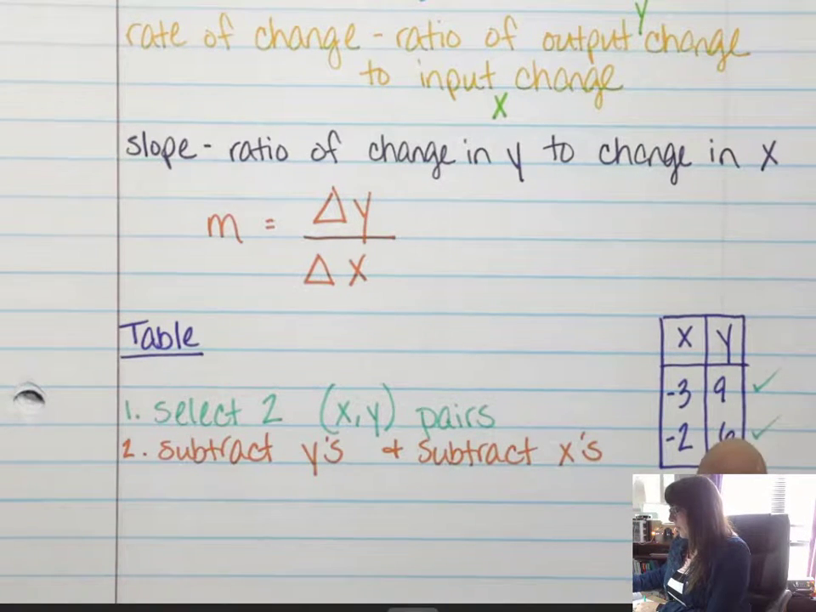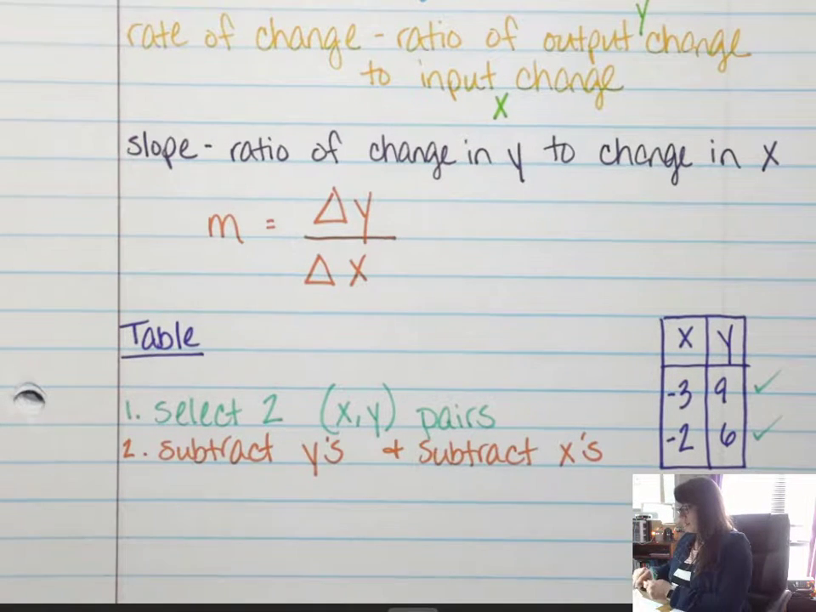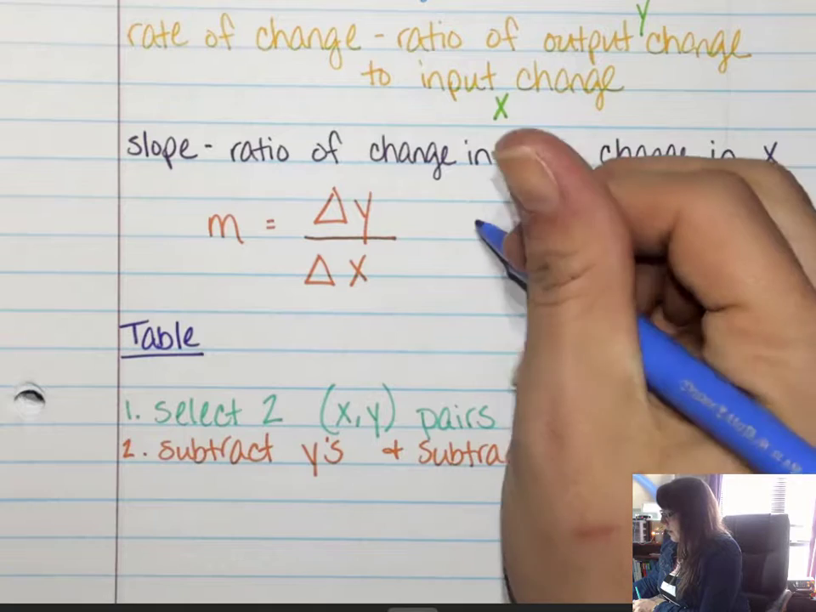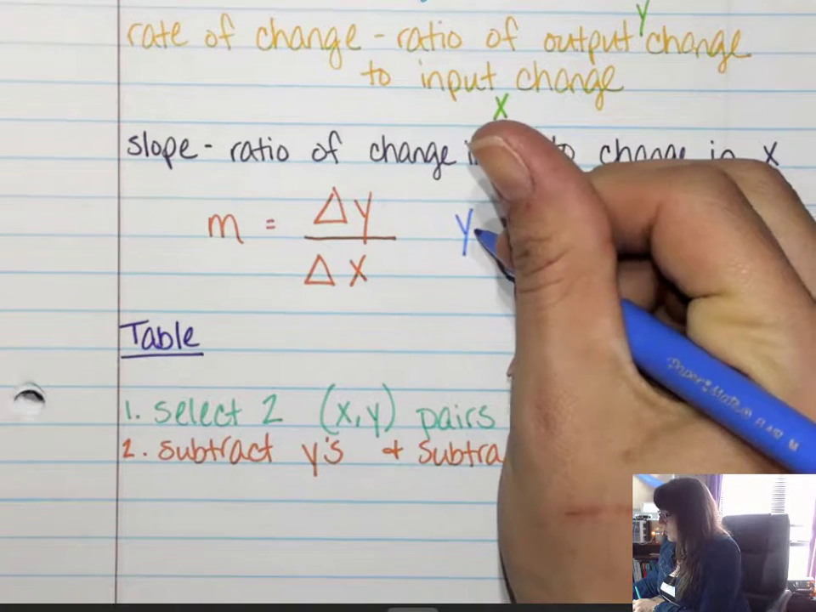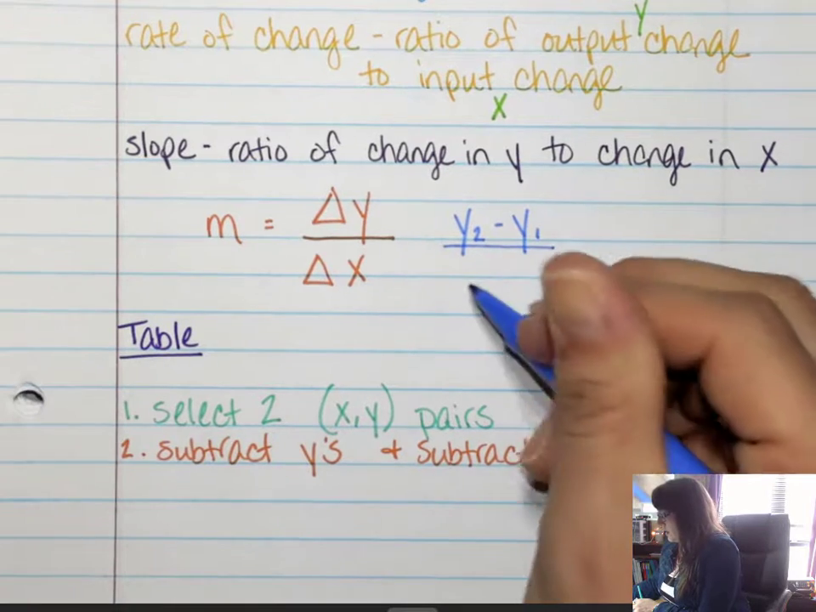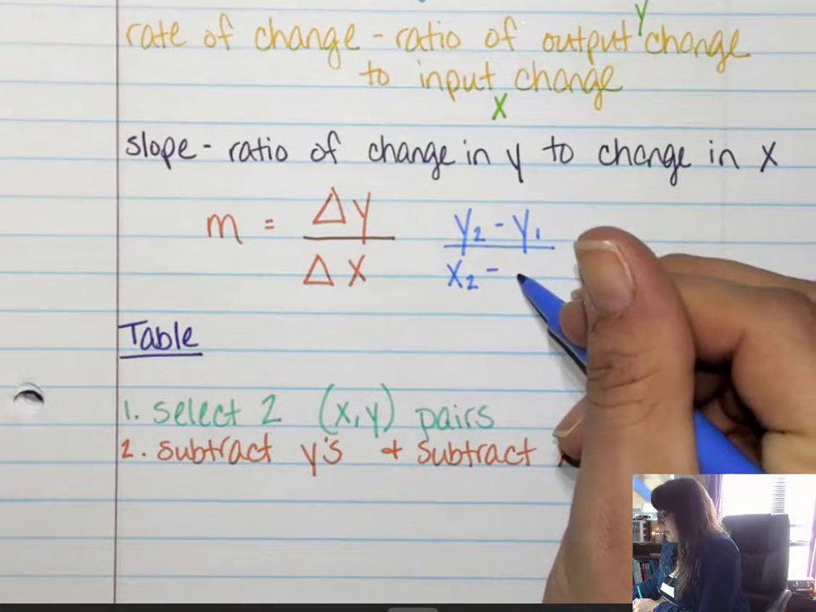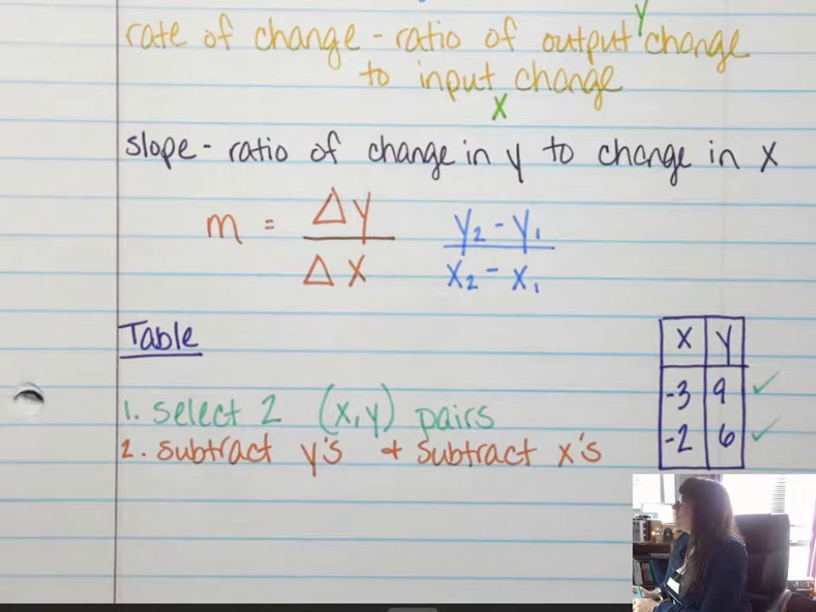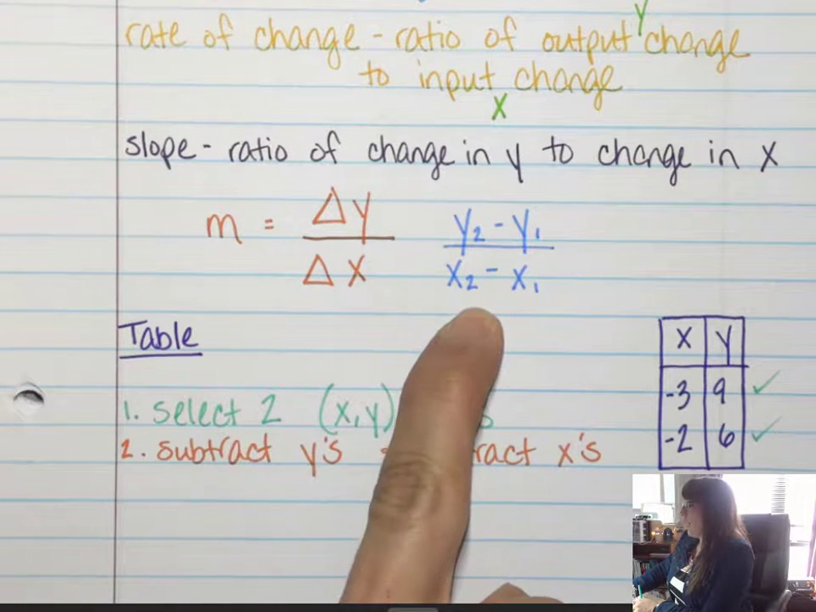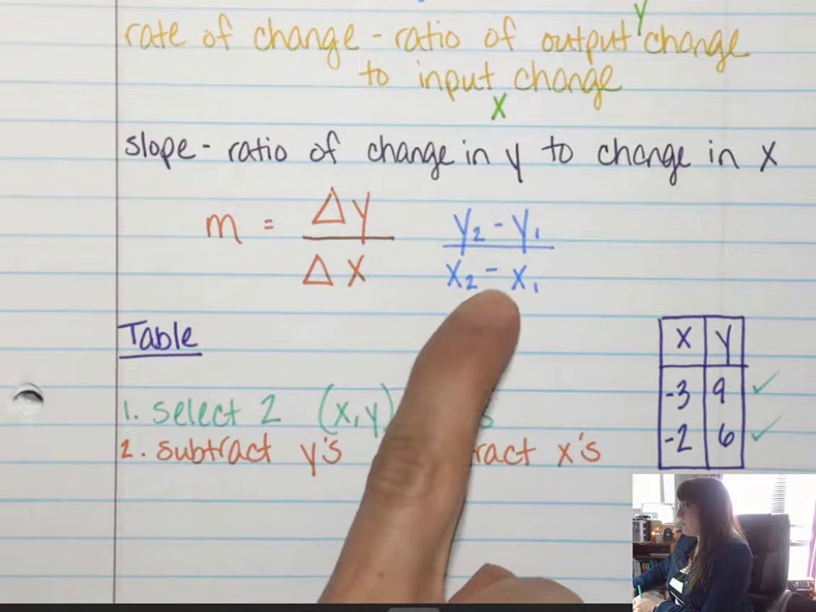You're subtracting y minus y and x minus x, which leads me to the other way you might see slope. You might see it as y2 minus y1 over x2 minus x1. Those are not exponents. In fact, on the 8th grade reference chart up there, it's the third formula down. y2 minus y1 over x2 minus x1.